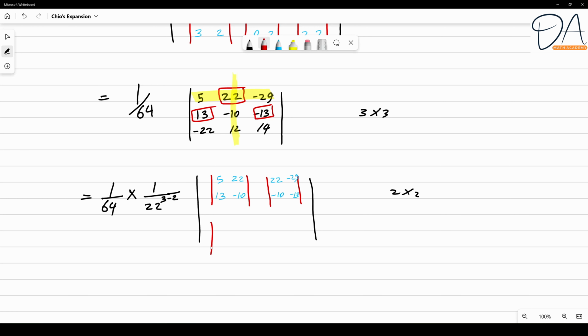Then the next non-highlighted is minus 22. So 22 and minus 22 are two elements of the rectangle. The other two to draw the rectangle will be 5 and 12. So you have 5, 22, minus 22, and 12. The last non-highlighted element is 14. Again, this 14 and 22 are corners of a rectangle. And the other two to draw this rectangle will be minus 29 and 12. So we'll get 22, minus 29, 12, and 14.